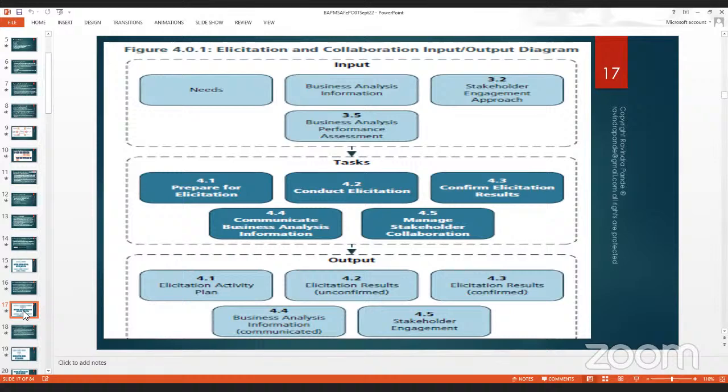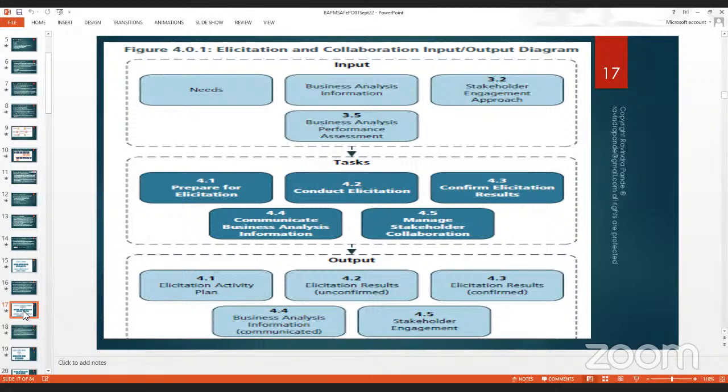This picture I've taken from the book itself, which is a copyright of IIBA, International Institute of Business Analysis, where they have the best practices. They normally define the reference material for business analysis policy and processes. So let's go over it. The inputs are, of course, the needs, which get converted into requirements, business analysis information in terms of background, the additional requirements, the support requirements, and everything else. Stakeholder engagement approach, similar to what we understood in the last knowledge area. Business analysis performance assessment, similar to the last knowledge area.